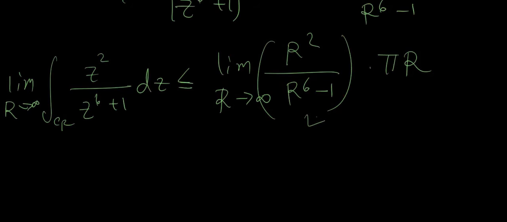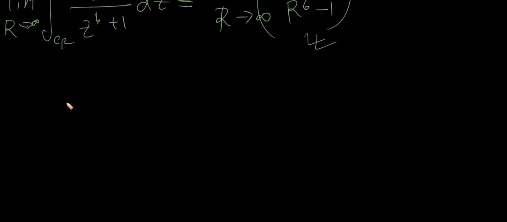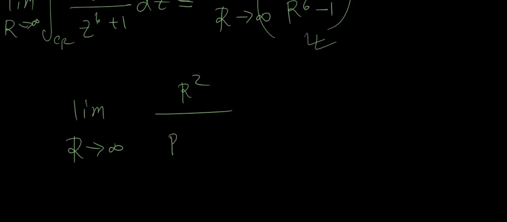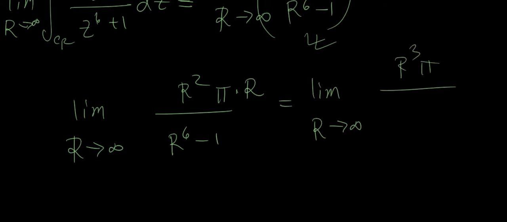So now you need to just evaluate the limit and see whether this goes to 0. If this is 0, then congratulations, you successfully evaluated it. And if this is not 0, then the semicircular part will also have some contribution in the integral itself. So let's now just evaluate the limit. r goes to infinity. You will have this r squared over r to the power 6 minus 1, and there is this pi, and then there is this r. So this is just limit r goes to infinity, r cubed pi over r to the power 6 minus 1, and if you evaluate it, this is just 0. You know how to evaluate limits.